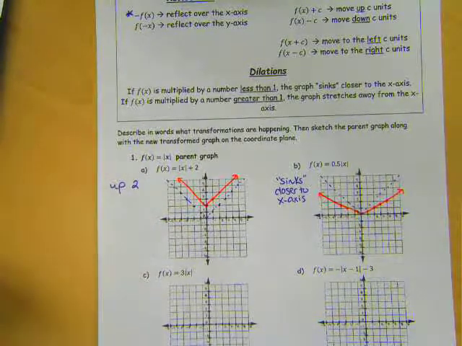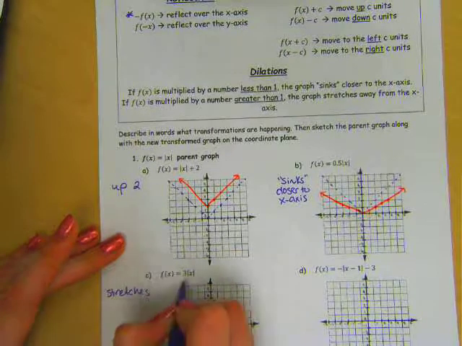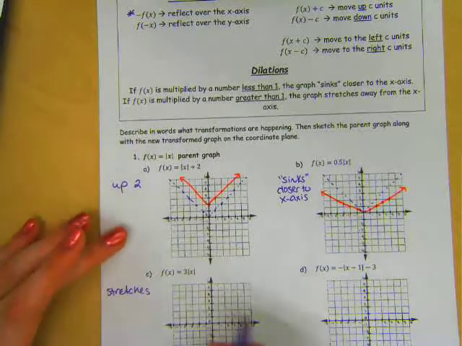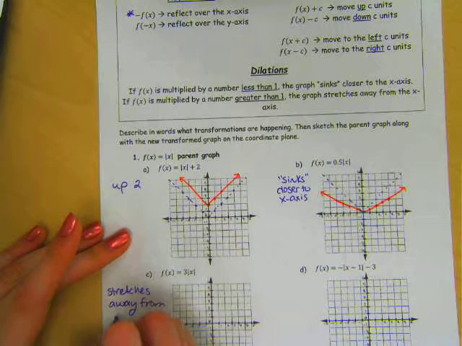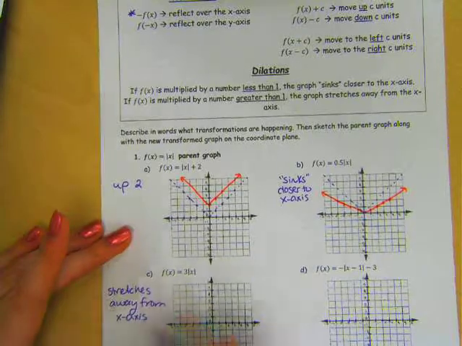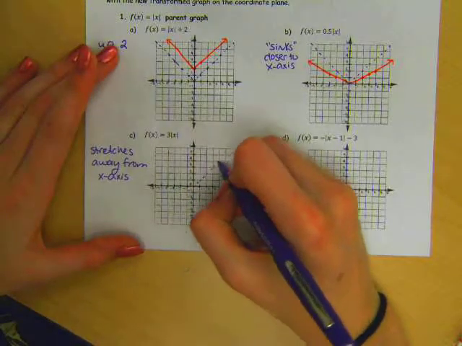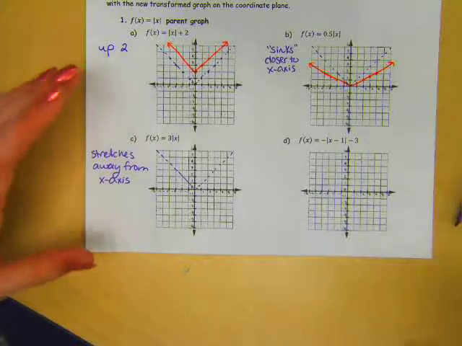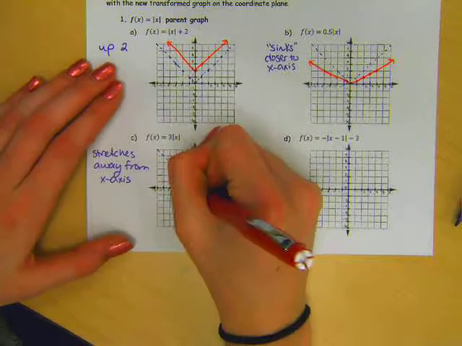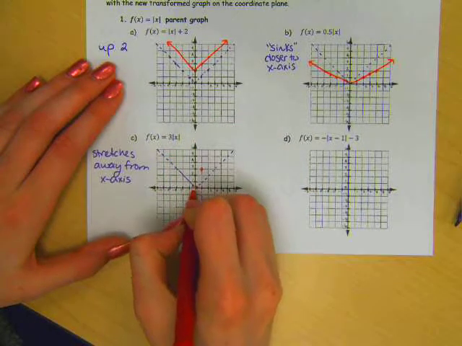So here we're going to stretch away from the x-axis for this one because I'm multiplying by 3, which is a number greater than 1. So this stretches away from the x-axis. With my basic dotted line for my parent function, I'm going to stretch away from it. So if I was at 1, 1, now I'm at 1, 3. If I was at negative 1, 1, now I'm at negative 1, 3.